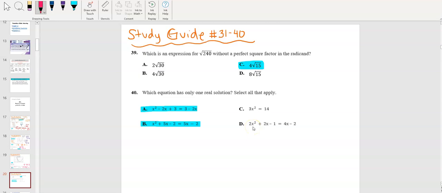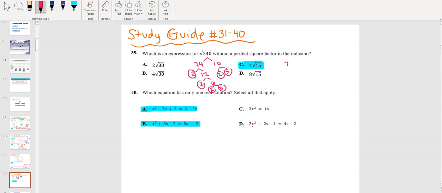Okay, 39, we are prime factoring our radicand so that we can figure out all the perfect squares and get rid of them. So I went ahead and did my factor tree. I ended up doing 24 and 10, split 24 into 2 and 12 prime. 12 into 2 and 6, prime, and 6 into 2 and 3, both prime. 10 splits into 2 and 5, those are prime.